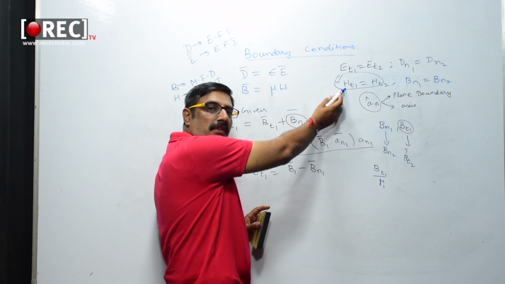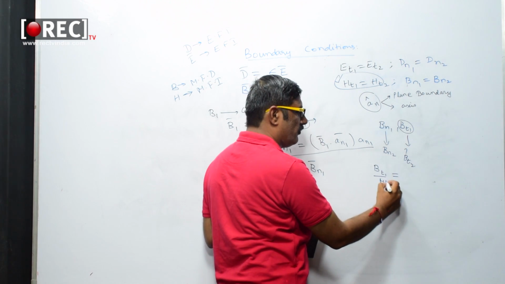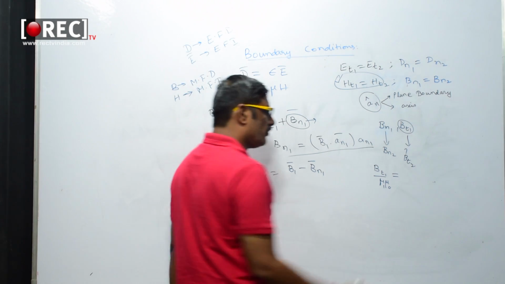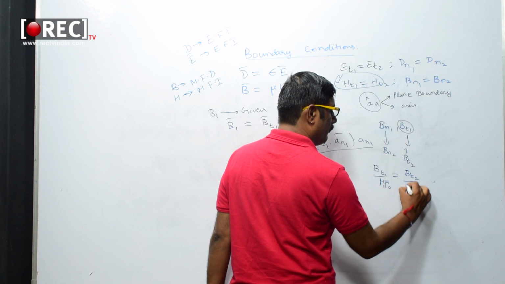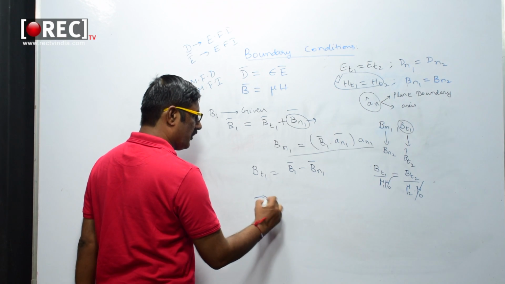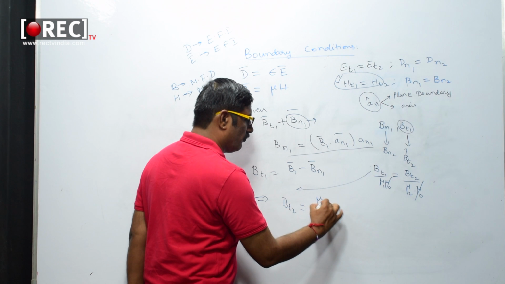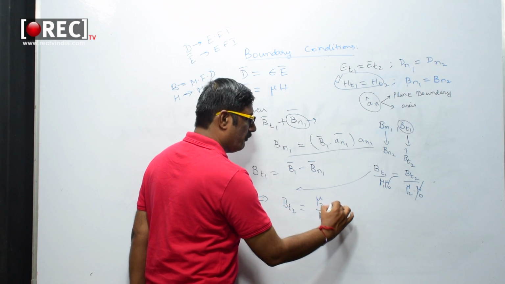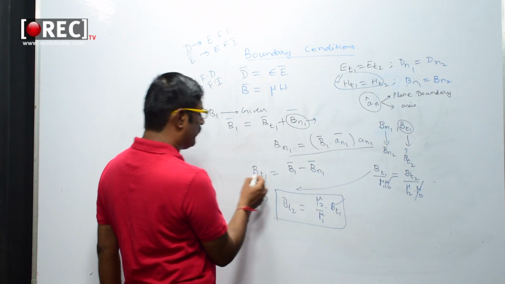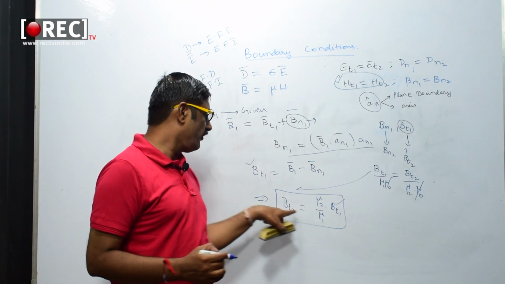So Ht1 can be replaced with Bt1 by mu1, where mu1 is mu1 into mu naught, the relative permeability of that particular medium, and that should be equal to Bt2 by mu2 into mu naught. So mu naught gets cancelled. So how to get Bt2 from that equation? If you observe this equation, Bt2 is simply mu2 by mu1 into Bt1. So once you determine this Bt1 using this equation, substitute in this, we will be getting the value of Bt2.